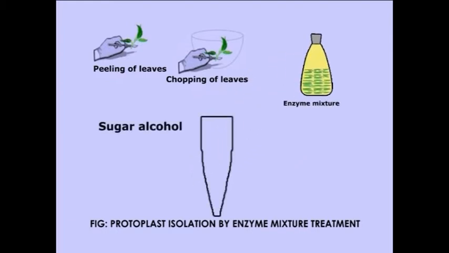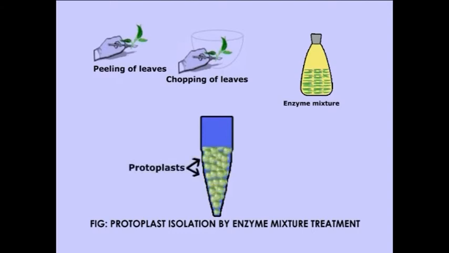Sugar alcohols, sorbitol or mannitol, are usually added as osmoticum to the solution to stabilize the fragile naked protoplasts and to prevent them from bursting. The naked protoplasts devoid of cell wall are released gradually in the enzyme mixture, which are then washed in a suitable washing medium to remove enzymes and debris.